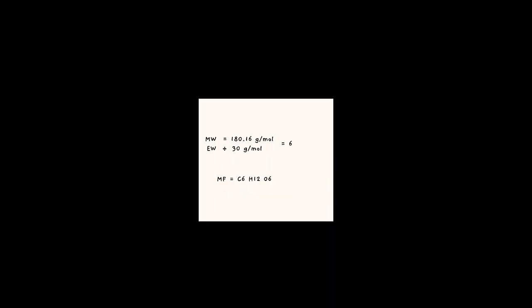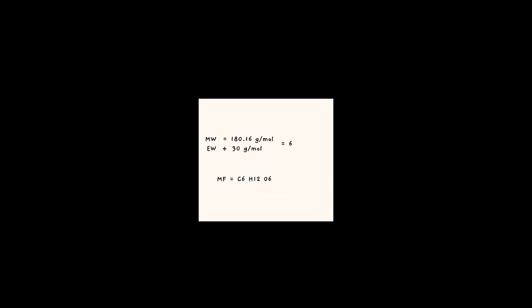Carbon has 3.33 divided by 3.33 is equal to 1. Hydrogen has 6.64 divided by 3.33 is equal to 2. Oxygen has 3.33 divided by 3.33 is equal to 1. The empirical formula for our compound is CH2O.